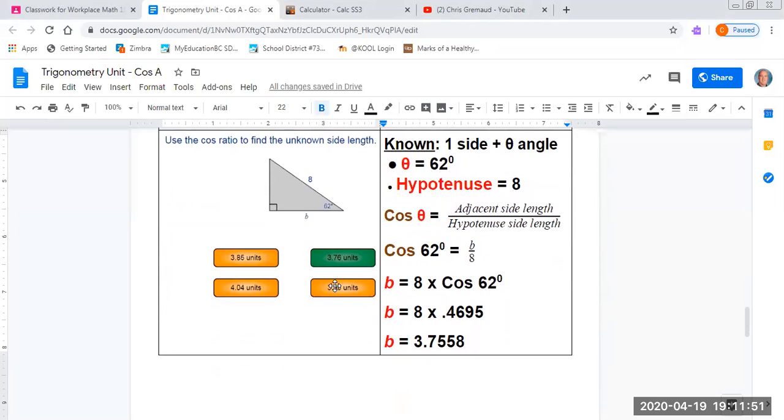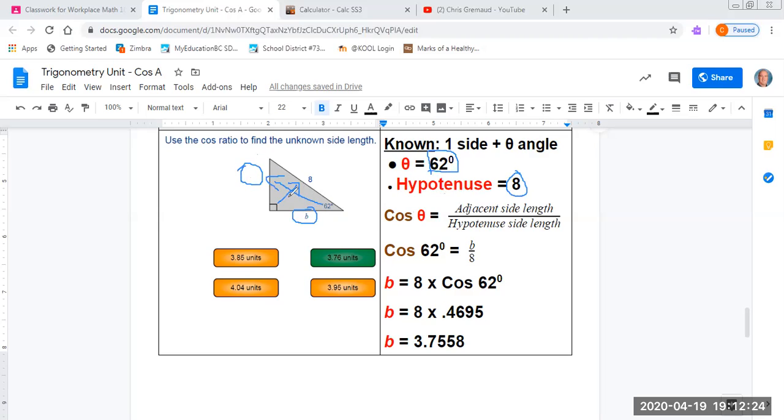Now let's take a look at the next type of question. In this case, what we're looking for is not an angle, but a missing side length, this missing side length B. What we know right now is the side opposite the 90-degree angle, so we know the hypotenuse, and that is 8. We also know theta, and that is 62 degrees. In this case, we are not looking for the opposite, because this would be the opposite side here.